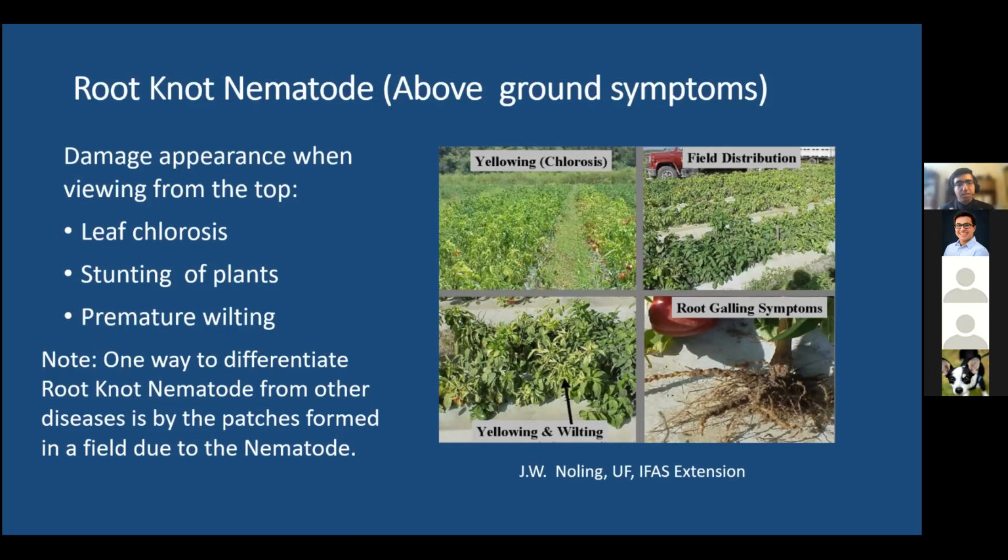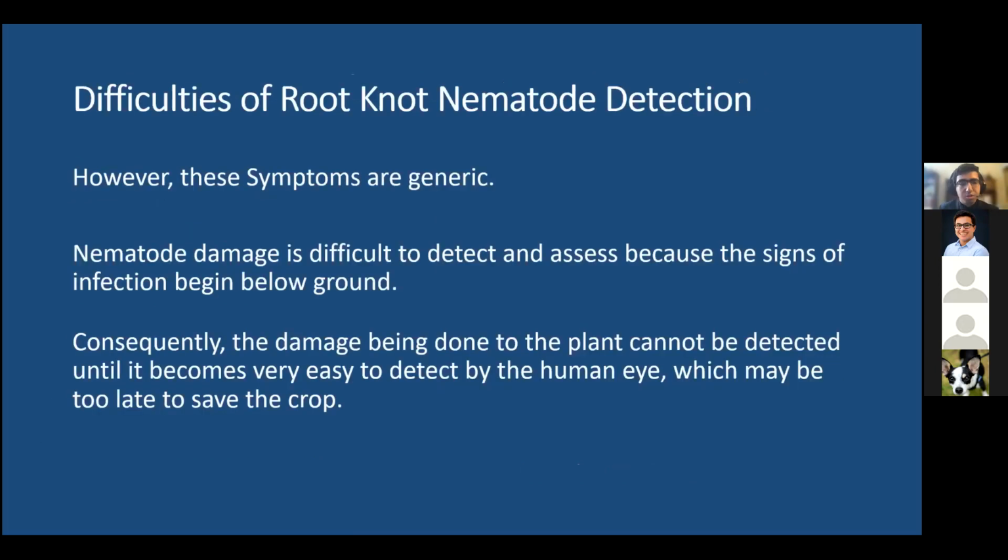As I stated earlier, these symptoms are generic, though. So that makes it difficult to figure out if you actually have root knot nematode in, let's say, the agricultural field or the garden. One of the things that also makes it difficult is that it starts below ground. And if it starts below ground, you may not notice until maybe 3 weeks after the root knot nematode has already been there. And so also the damage is very difficult to detect by the human eye at an early stage.